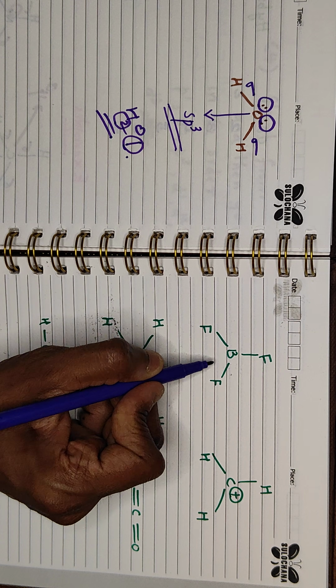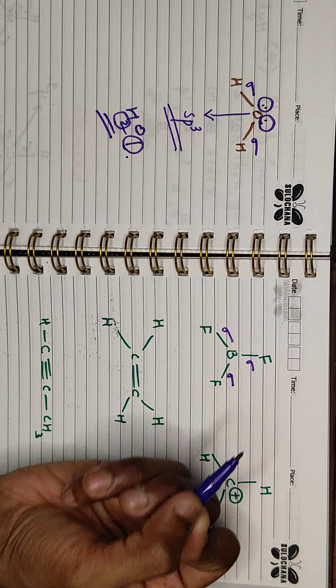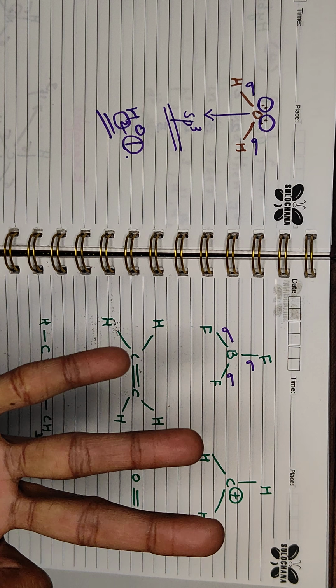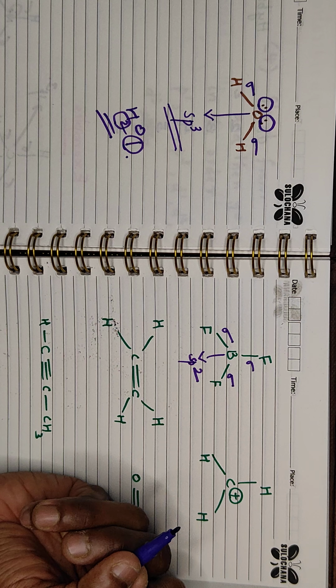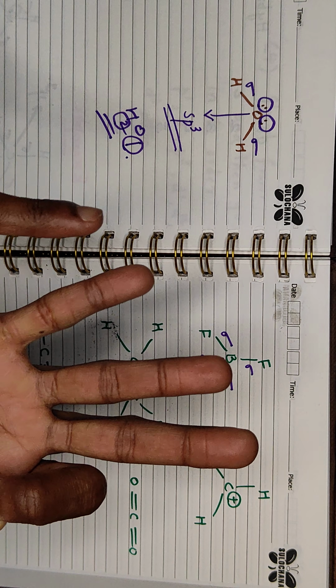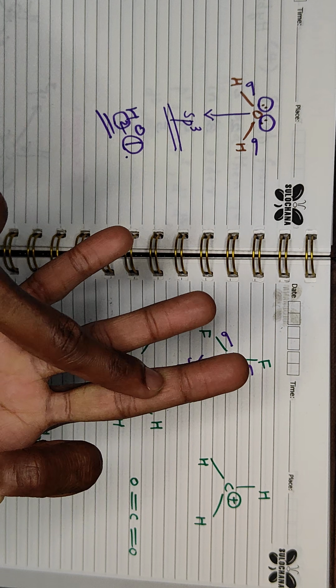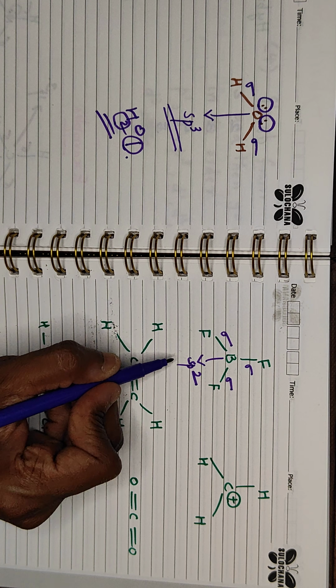The next example is BF3, boron trifluoride. Here you can see sigma, sigma, sigma. Only 3 sigma bonds are involved, which means the hybridization is sp2. How do you find that it is sp2 hybridized? Because with 3 fingers you start counting from S, P1, P2. Your fingers end up at P2, which means the hybridization is sp2.